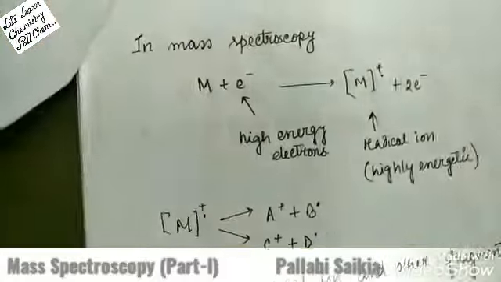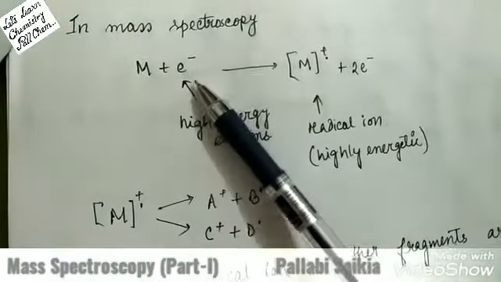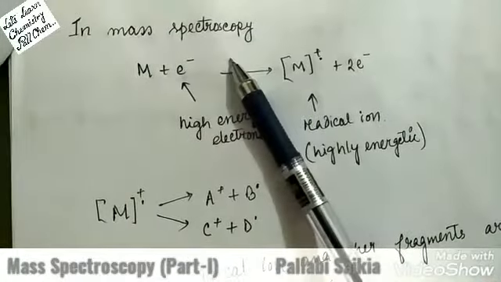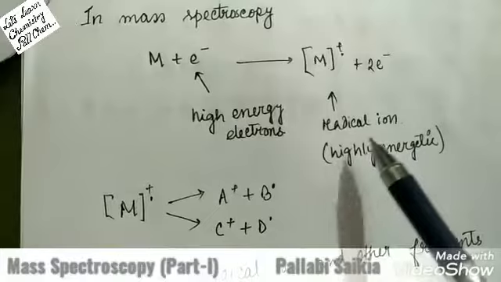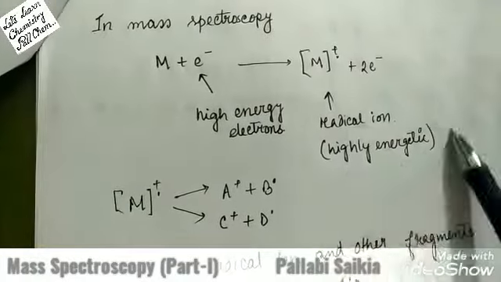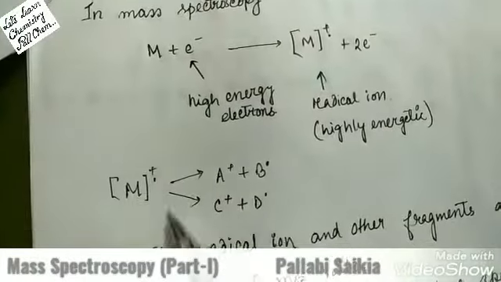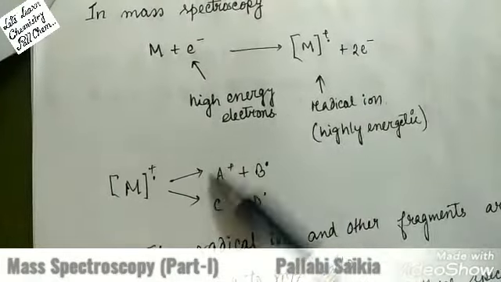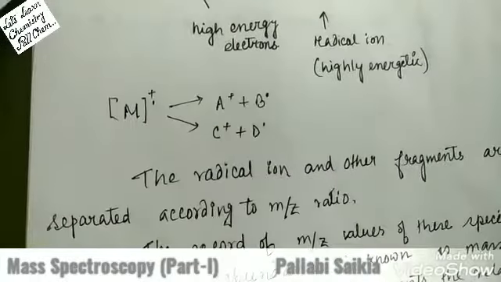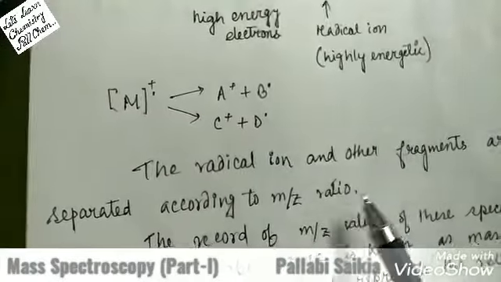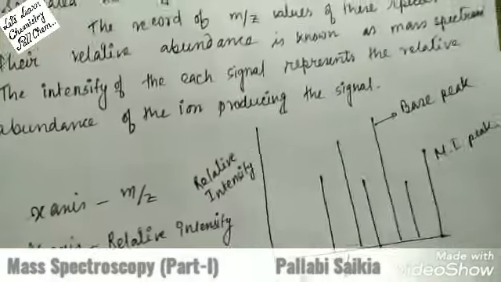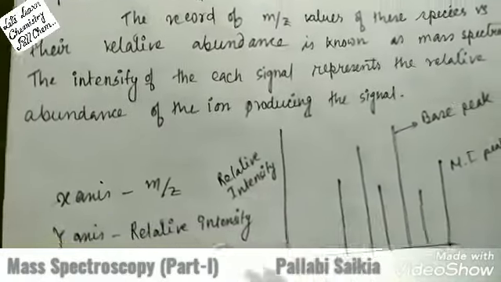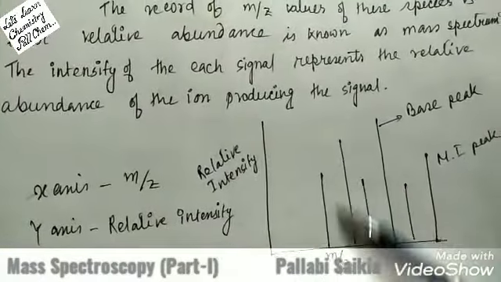So in mass spectroscopy, the molecule is bombarded with high energy electrons. After losing one electron, it will form a radical ion, and this radical ion is highly energetic and it will fragment into daughter ions. Each of the daughter ions, including the molecular ion, has a different m/z ratio. On the x-axis the m/z ratio is plotted and on the y-axis the relative intensity is plotted, and we will get some peaks like this.